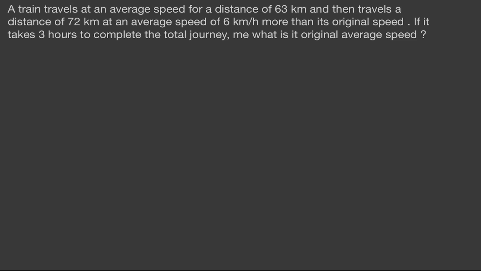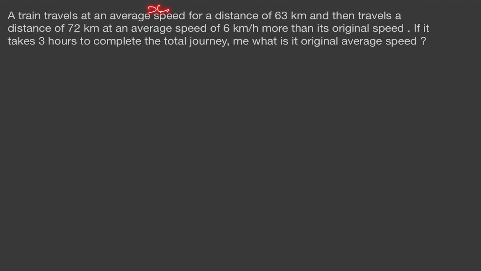In today's class, we shall be discussing one of the numericals which is very important from your examination point of view. A train travels at an average speed for a distance of 63 km and then travels a distance of 72 km at an average speed of 6 km per hour more than its original speed. So what does that mean?